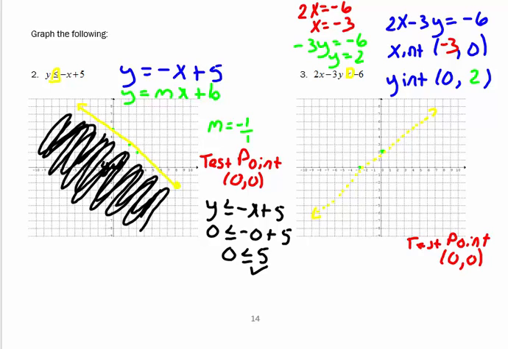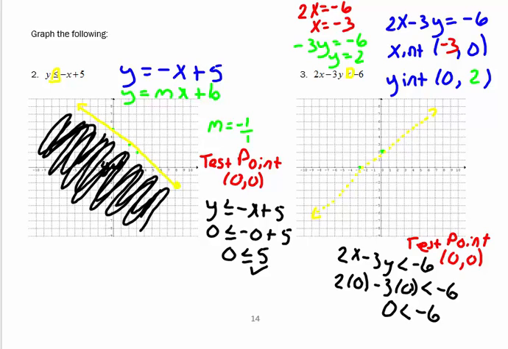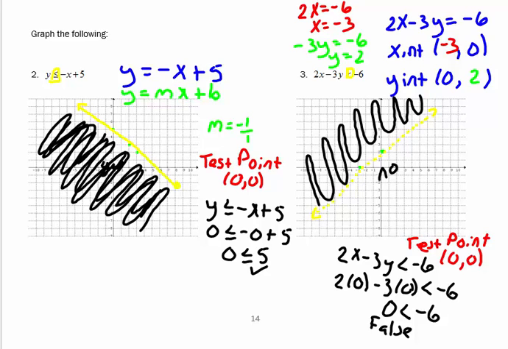And where should I plug it back into? The original inequality. My original inequality was 2x minus 3y is supposed to be less than negative 6. Plugging in a 0, I get 2 times 0 minus 3 times 0 is supposed to be less than negative 6. 2 times 0 is 0, 3 times 0 is 0, so I get 0 is less than negative 6. And that is false. So that means none of these points down here should work. So where should I shade? On the other side. And again, we can choose a test point and check it just to make sure.